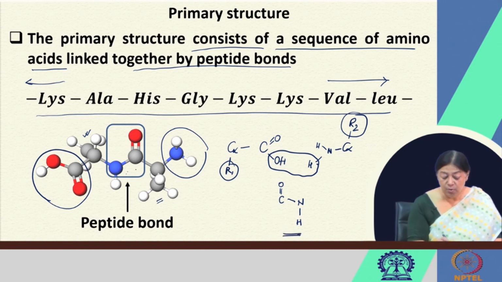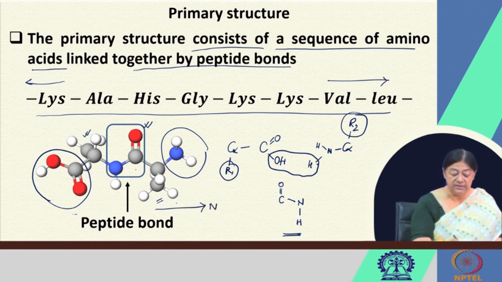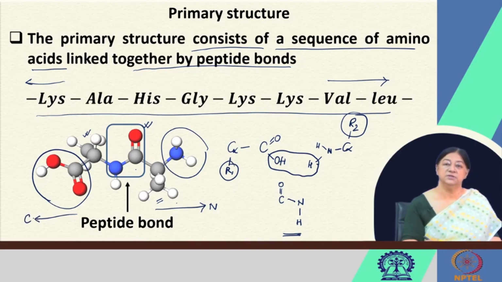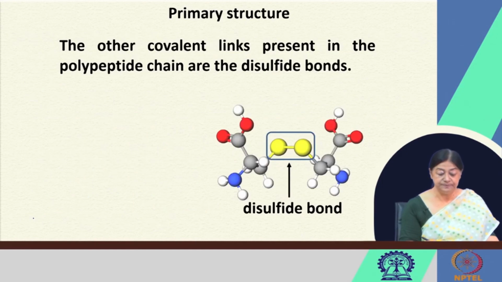The C double bond O and the NH that is marked here, the peptide bond. But we realize that this C double bond O has to be from the previous amino acid. So, this is the direction of the N terminus and this is the direction of the C terminus. And you have to know how to identify the directionality of the polypeptide chain, because it has a definite direction to it. So, the primary structure consists of the sequence of amino acids linked by peptide bonds.